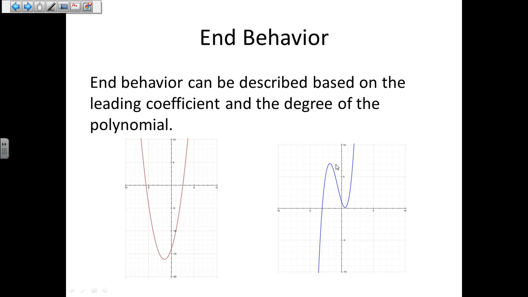This cubic is a good example of an odd polynomial, that is the highest power is an odd number, 3, 5, 7, so on. One leg points down, one side points down, and one side points up. Now this is a positive cubic, meaning that the coefficient is a positive number. If our leading coefficient was a negative number, this graph would be flipped and it would be pointing up and to the left and down and to the right. So when we talk about end behavior, we talk about which way it's pointing to the left and which way it's pointing to the right. Graphs either point up or point down.